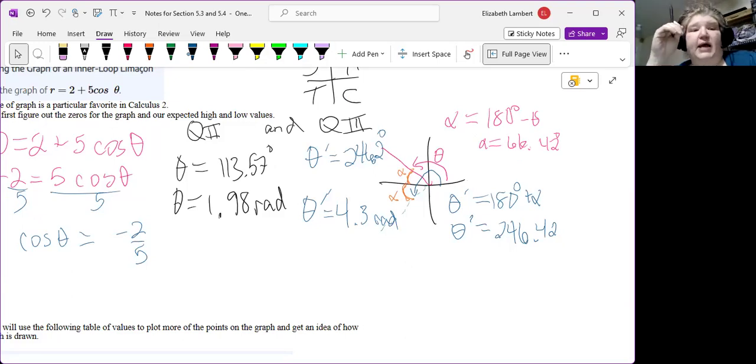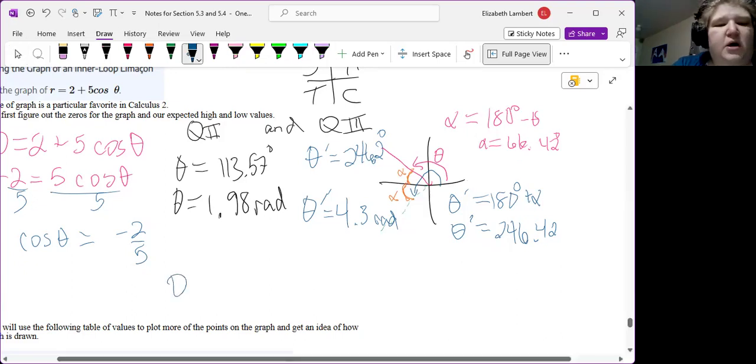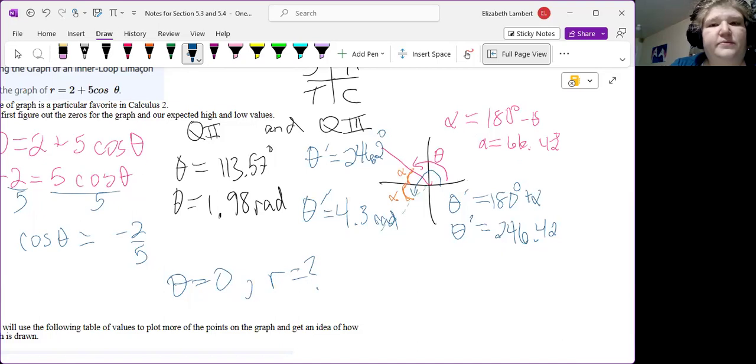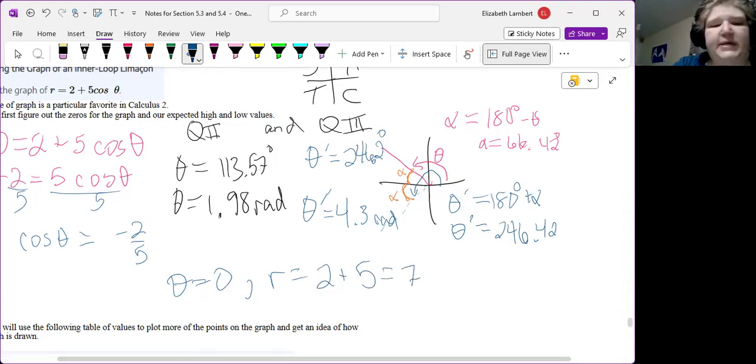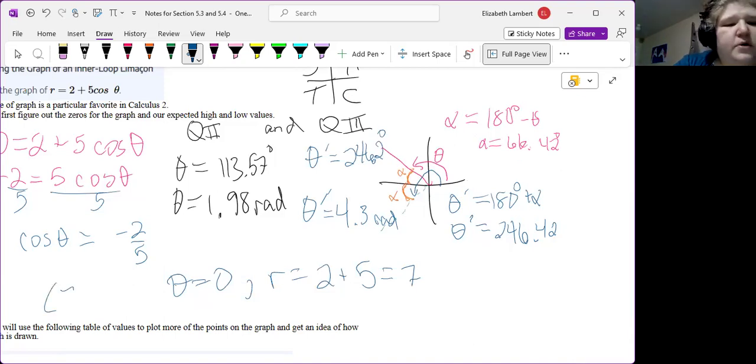So cosine actually starts at a high value. So we have this question of when theta is 0, what is r? Cosine of 0 is 1. So we would have 2 plus 5. So we get 7 as our biggest radius number at 0 degrees. That means the point, the r theta point, is 7 comma 0.